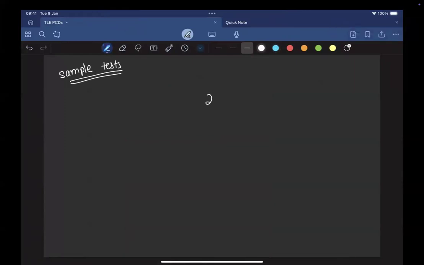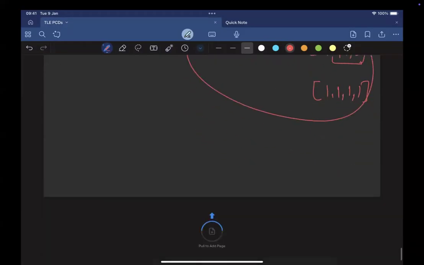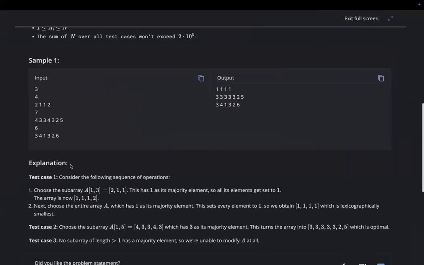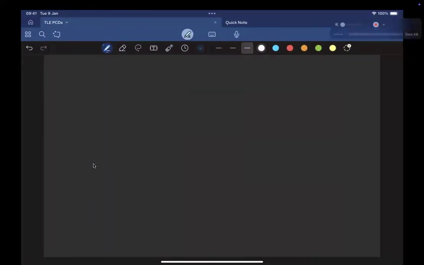So let's say the array is 2 1 1 2. Then the best thing that we can do here is first choose this to make it 1 1 1 2. Then choose this to make it 1, 1, 1, 1. This is the best possible thing that we can do here. Next, the second test case that we have is 4 3 3 4 3 2 5.